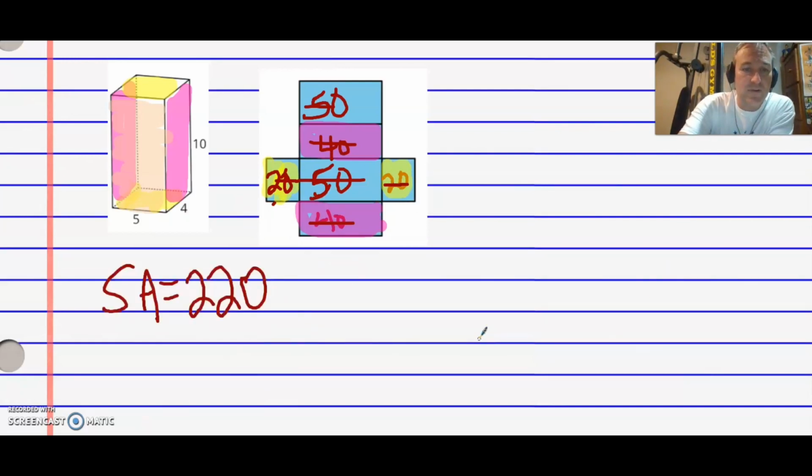And in this case, we don't know what the measurement is, so we're just going to say units squared. That's how you find surface area of a rectangular prism.